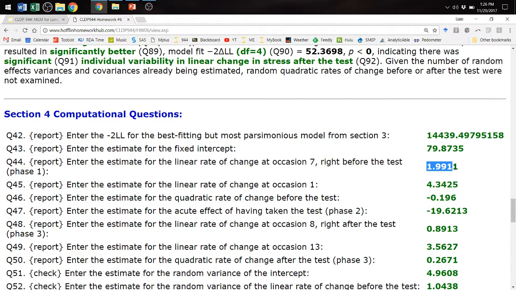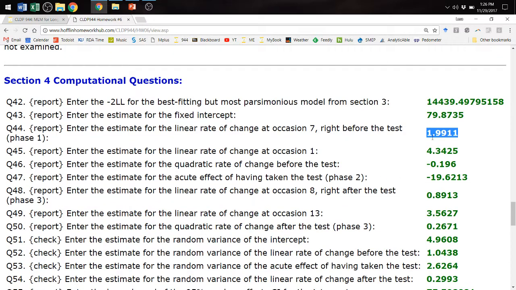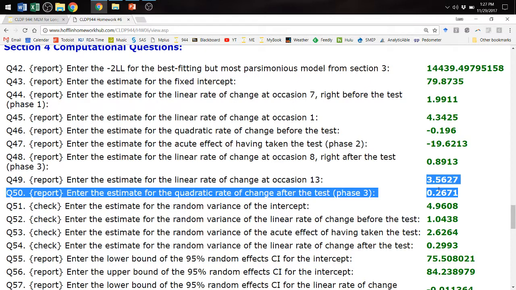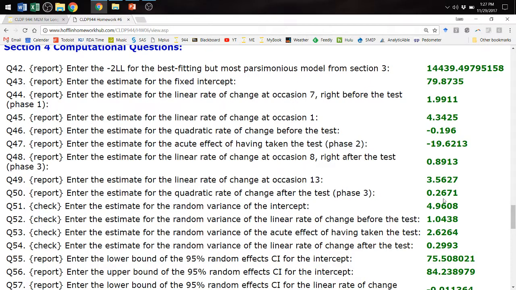So this is my way of trying to help you figure out the pattern by asking you, okay, what is it at the beginning, what is it at the end, so you can see the idea is that as the test gets closer, the increase in stress increases. People start freaking out. That's the story. So the linear rate of change at occasion 8 is this one. The linear rate of change at occasion 13, then you'd have to do an estimate statement to get out to that point. And the quadratic rate of change here, this one is a positive one, so it looks like this is more positive as well.